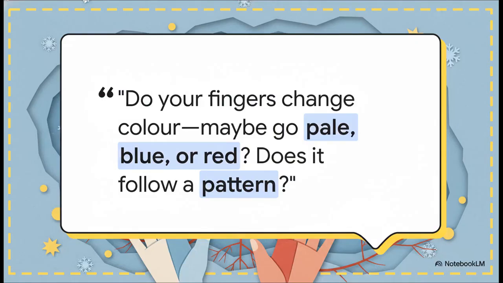It's perfect. You're using simple, direct language. First, you just ask if there's a color change, and you give them examples: pale, blue, or red, which really helps. Then you follow up about the pattern, the sequence. That's how you nail down that classic white, then blue, then red progression.